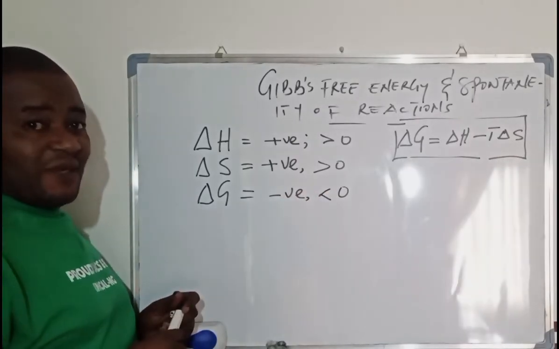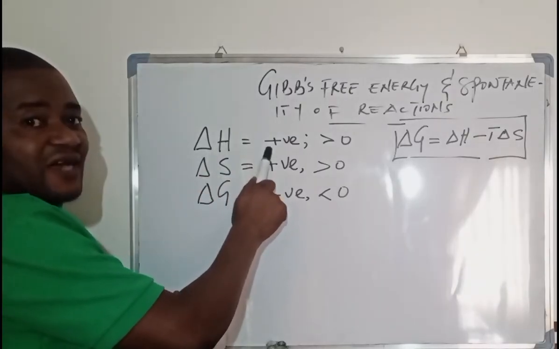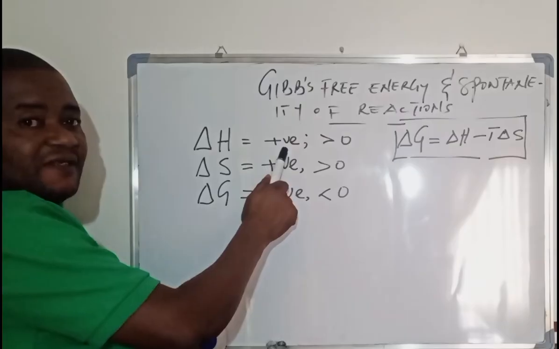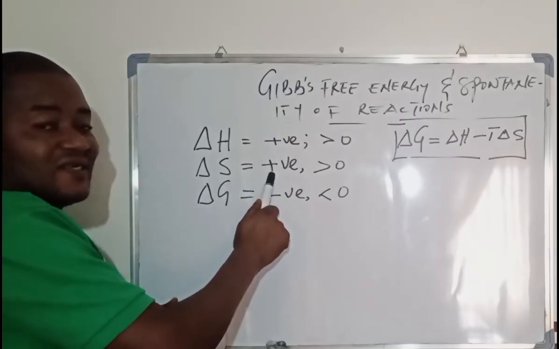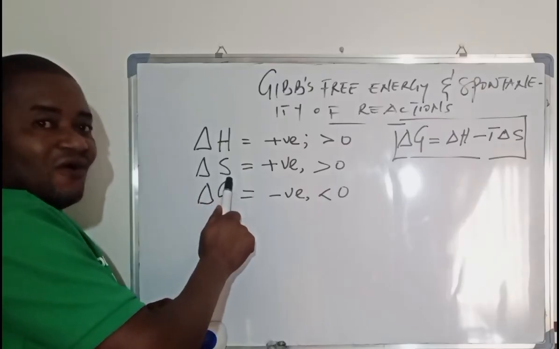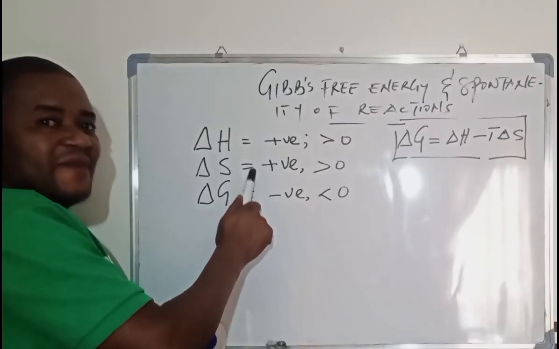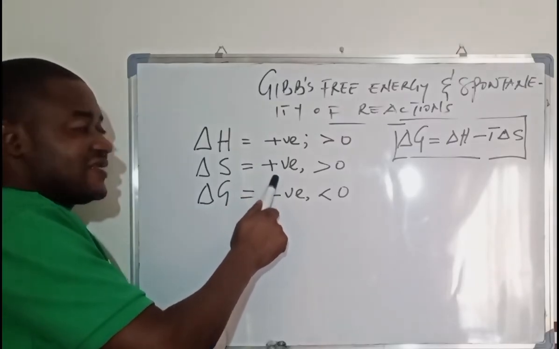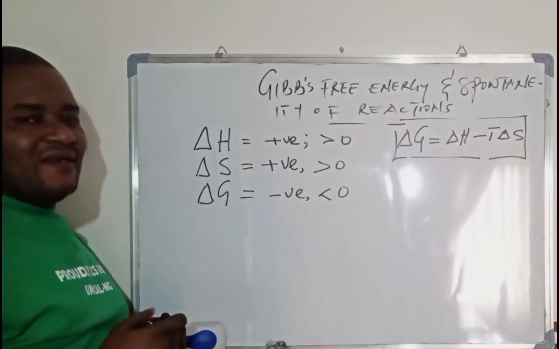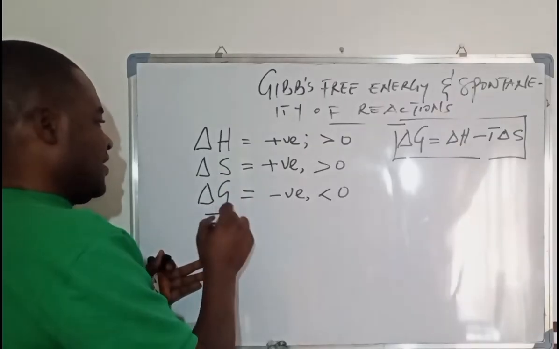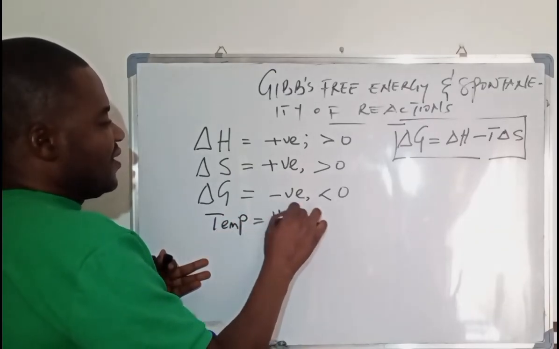Do you know that the interpretation of this is that such reactions, where delta H is positive, will increase the entropy of a system, and will always make such a reaction for that system to be spontaneous. And this will happen only at high temperatures. That means temperature will be high.